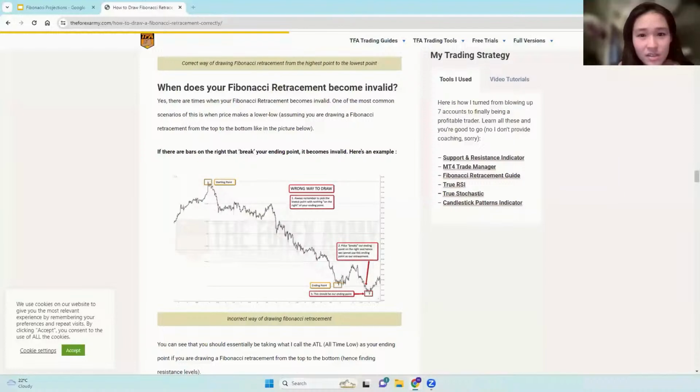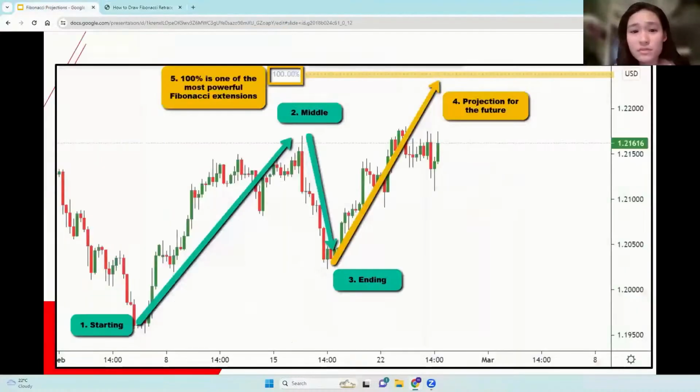Okay, so here's another example. We want to take note of this zigzag shape once again. This time we see it inverted, but it's still the same concept. The starting point would be here, then the middle point, and the ending point. And we're projecting where prices will bounce off in the future. In this case, with the 78.6 and 61.8 levels shown here, you can see that price has already broken out of these levels, and that's the reason why we're projecting it towards 100%.